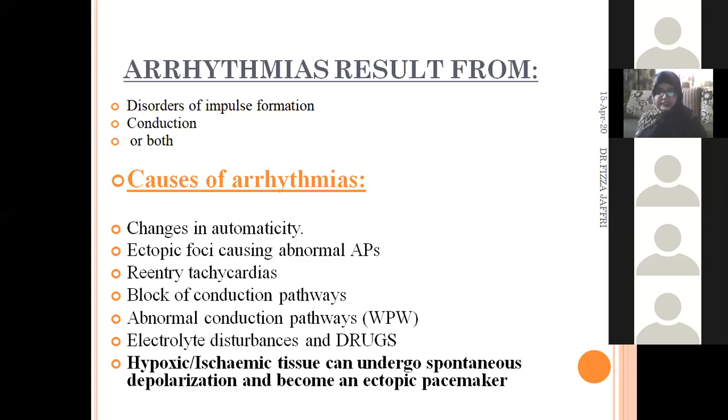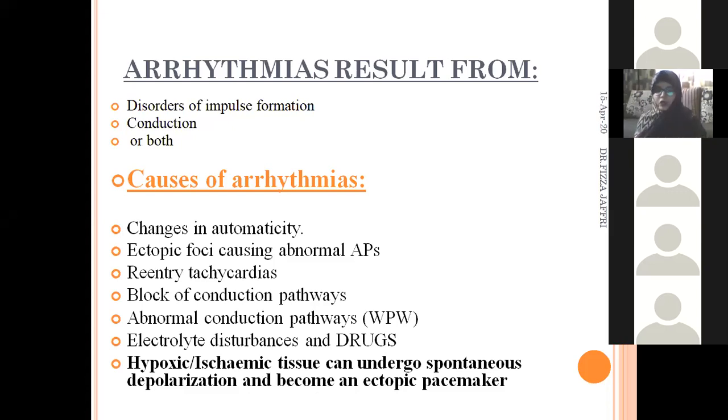There are certain other causes, such as changes in automaticity, right? Automaticity is when the heart generates impulses on its own. Like, one action potential is running, and in between that, another action potential fires. That is changes in automaticity. Ectopic foci: besides the SA node, there is another focus. Re-entry tachycardias because of a re-entry circuit, block of the conduction pathway, block in conduction from SA to AV, AV to bundle of His.